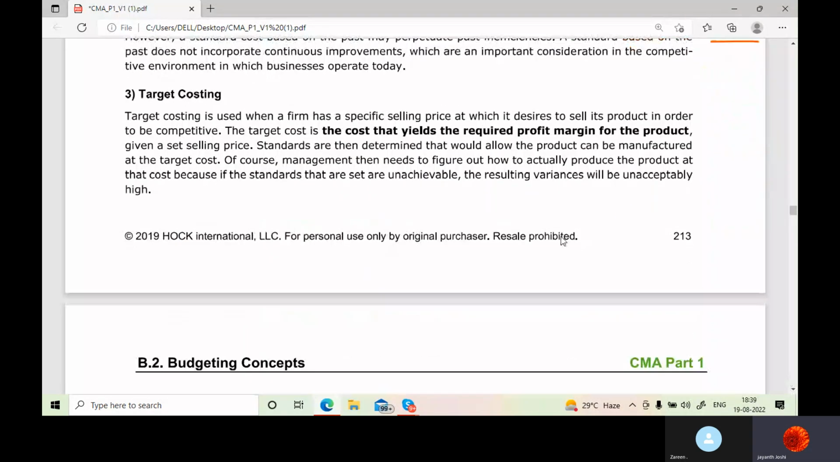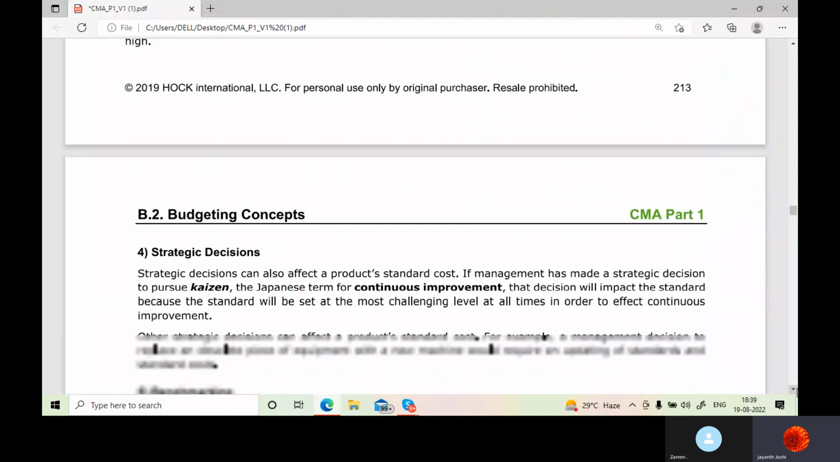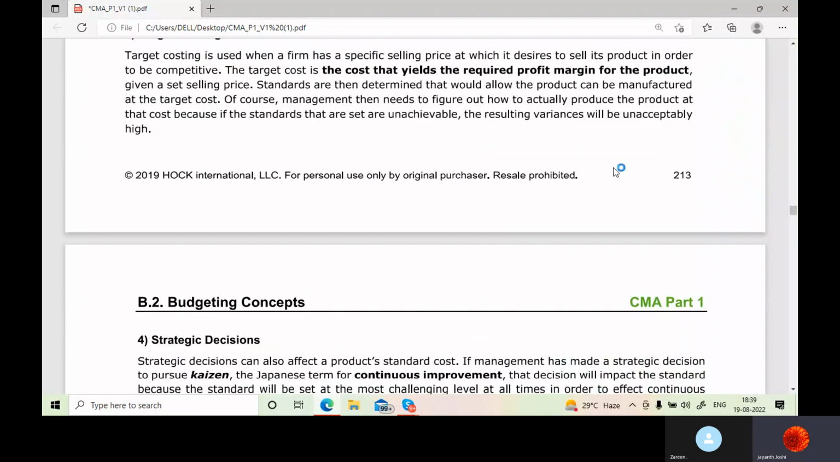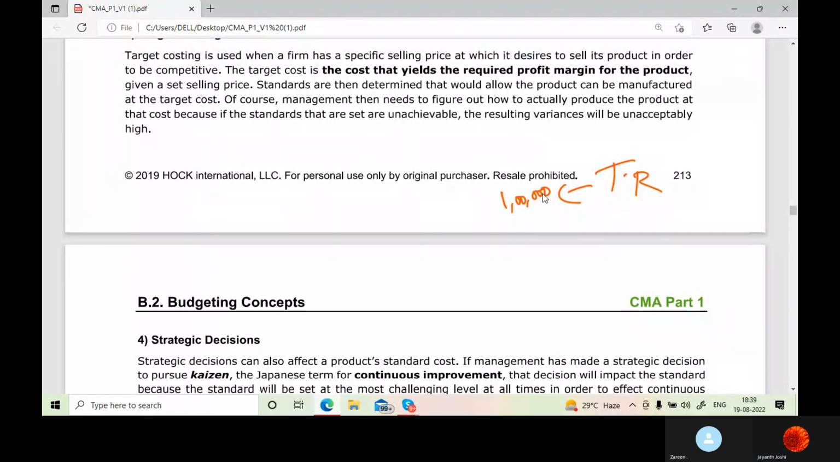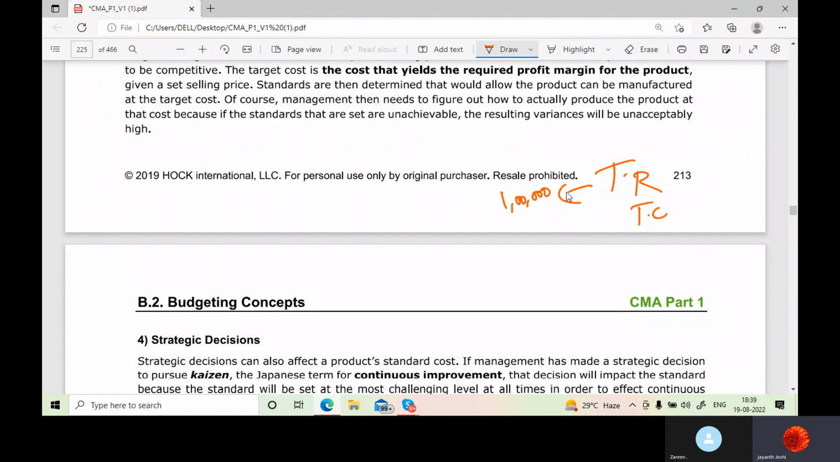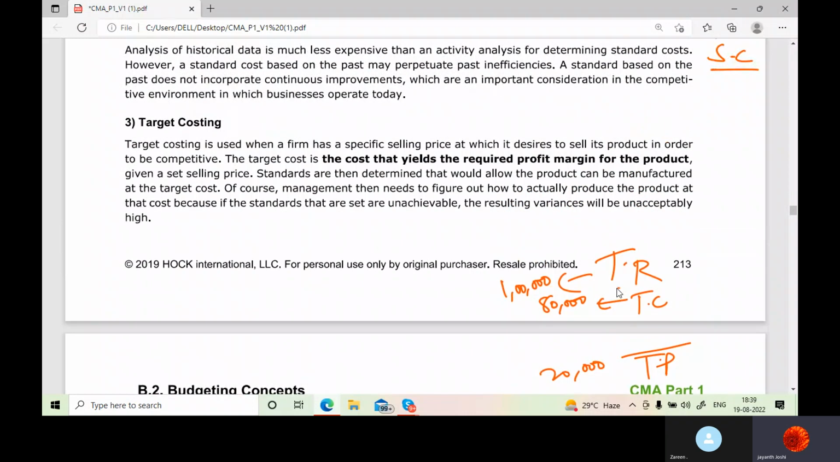Target costing. You fix a target revenue. You want so and so revenue to generate, like 1 lakh, and you set a target cost, like to make some products during 80,000. So your target profit is $20,000. So target costing is like what we have seen here.